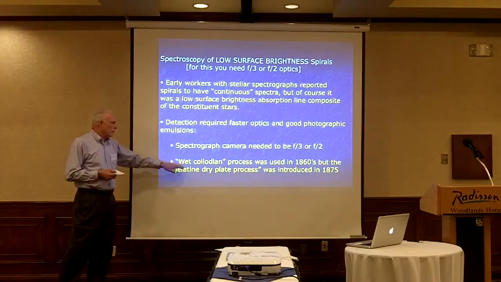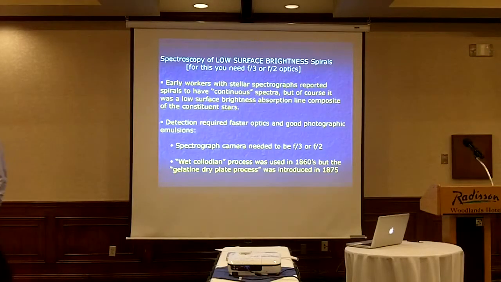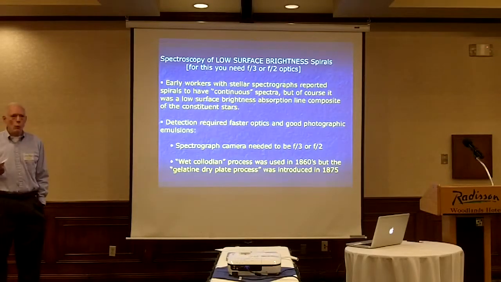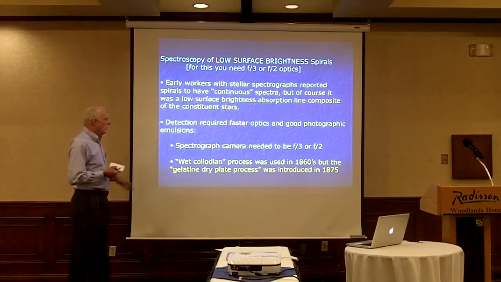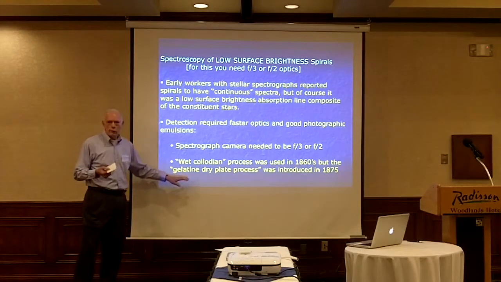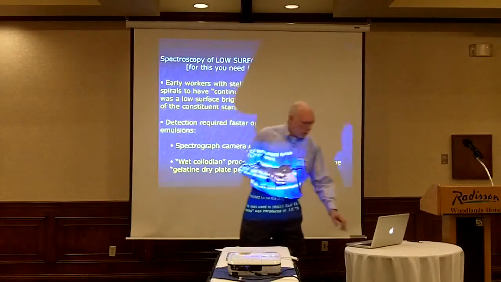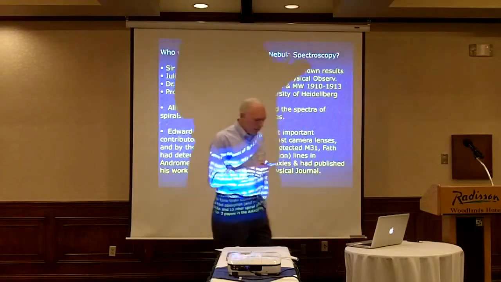And initially, what was called the wet collodion process was used in the 1860s, and Huggins tried that process. You have to keep the emulsion wet during the exposure and then immediately develop it. But progress was made in astronomy only after 1875, when the conventional emulsions that were called gelatin dry plate process were introduced.